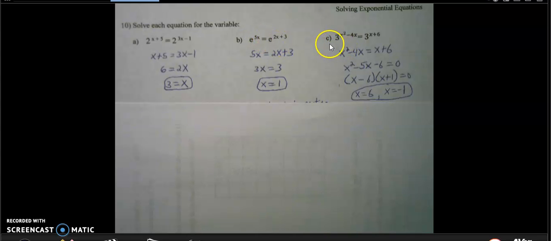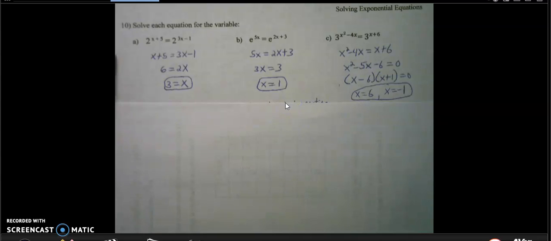And then in part C, this one's a little more complicated. We have a quadratic in the left-hand exponent. So you set the exponents equal to each other and solve. That one solves by factoring, and you get x equals 6 and x equals -1. And just remember to substitute them both in to make sure they work. And in this case, they do. I'm not going to go over that, but you can check it.